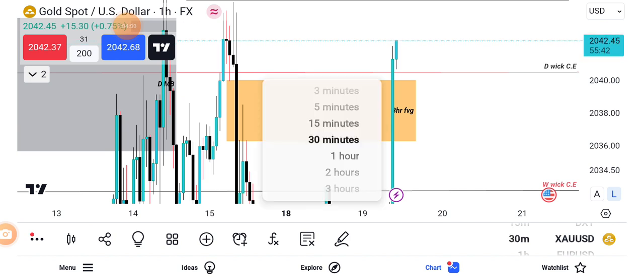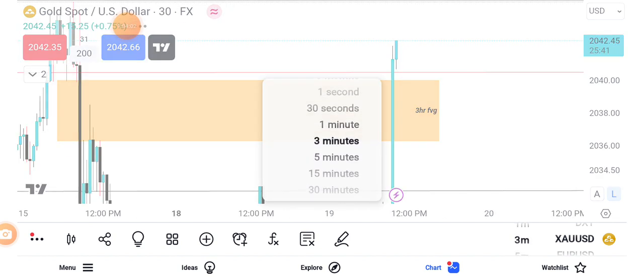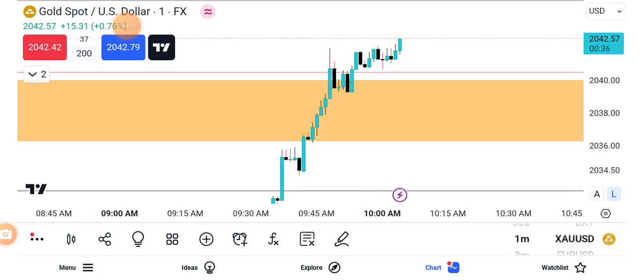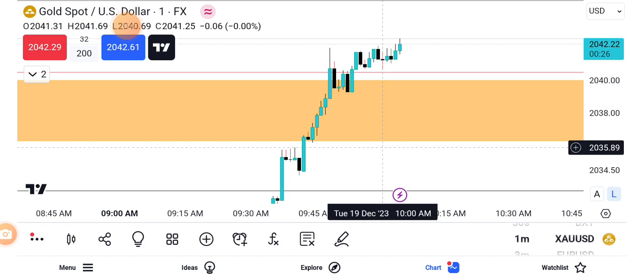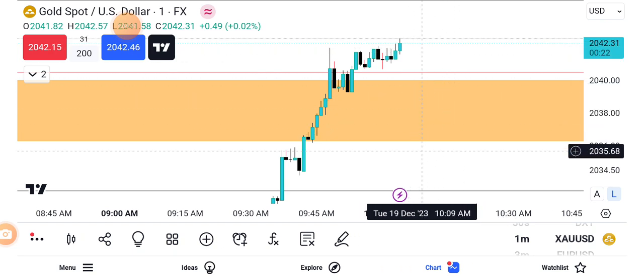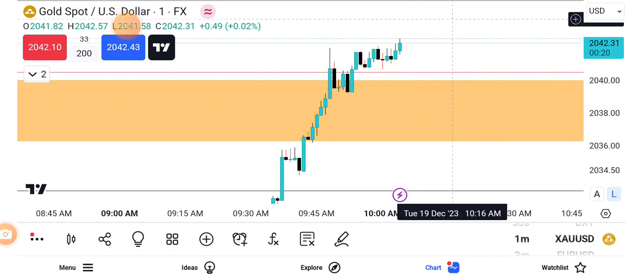55 minutes. So I'm guessing this is the accumulation phase. Then I'll see a manipulation lower, because every candle has a power of 3. So I'm assuming these are the accumulation, manipulation into this 3-hour fair value gap, then we have a distribution.